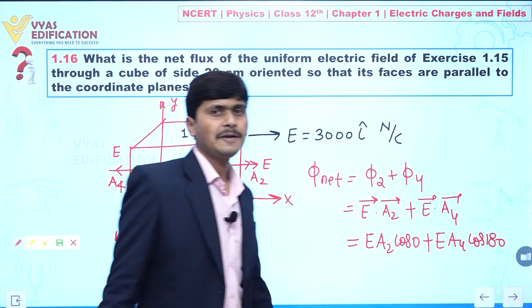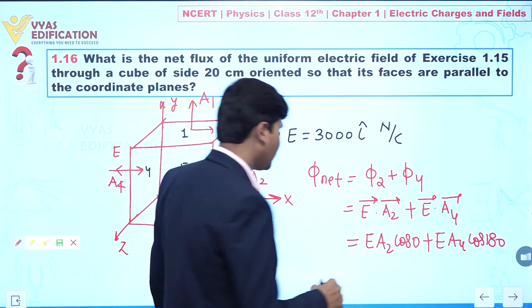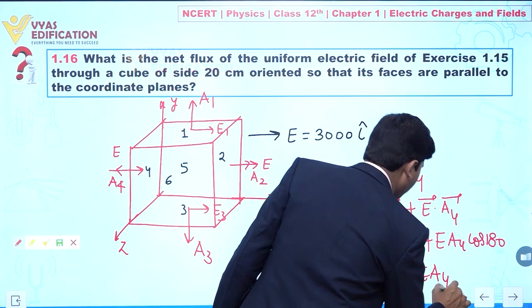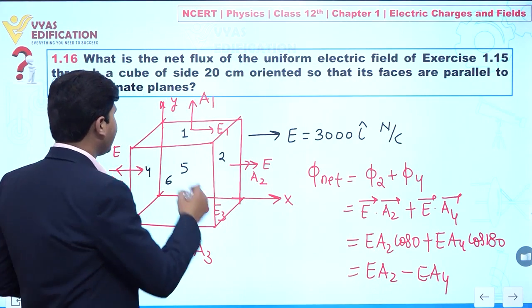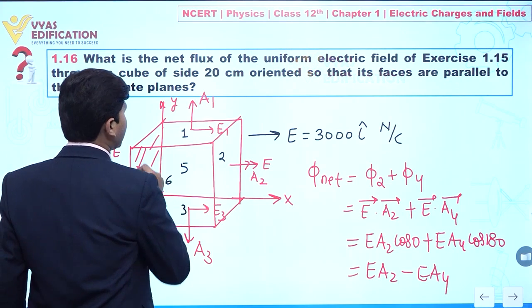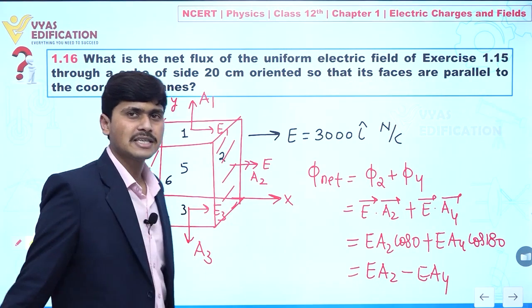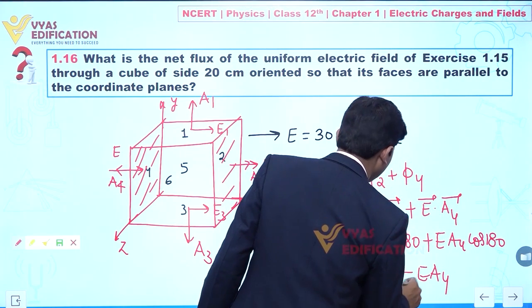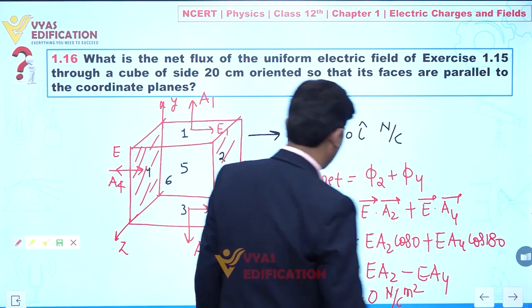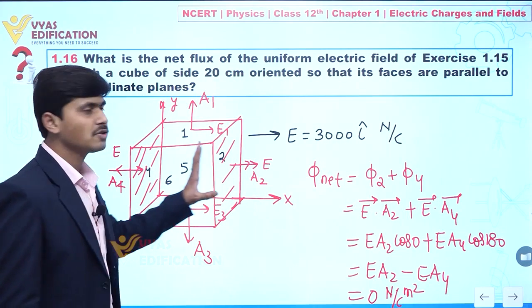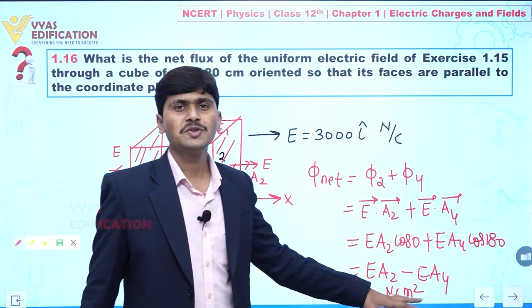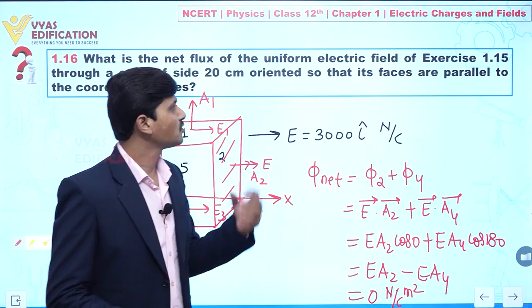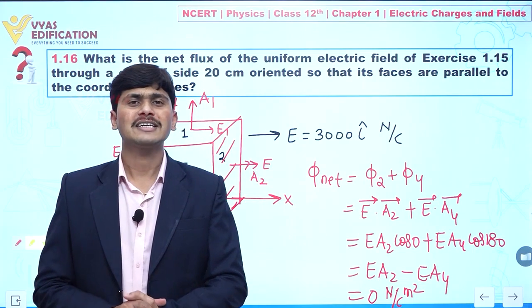Now we know cos 180 is equal to minus 1, clear? So we can write E A2 minus E A4. Now we can see the area of the fourth plane and the area of the second plane are the same, so this is equal to 0. The unit is Newton per Coulomb meter square, so the net flux passing through this surface is 0 Newton meter square per Coulomb. So the net flux through this surface is 0, and the correct answer is 0.